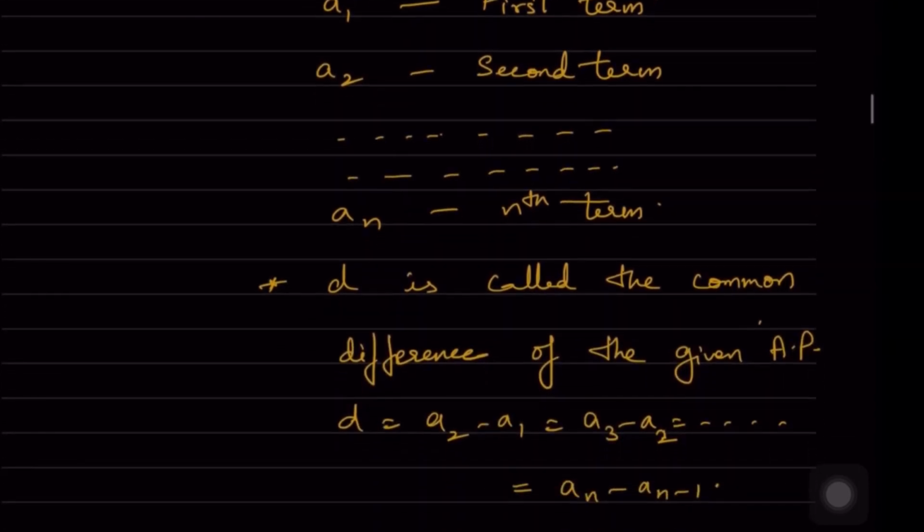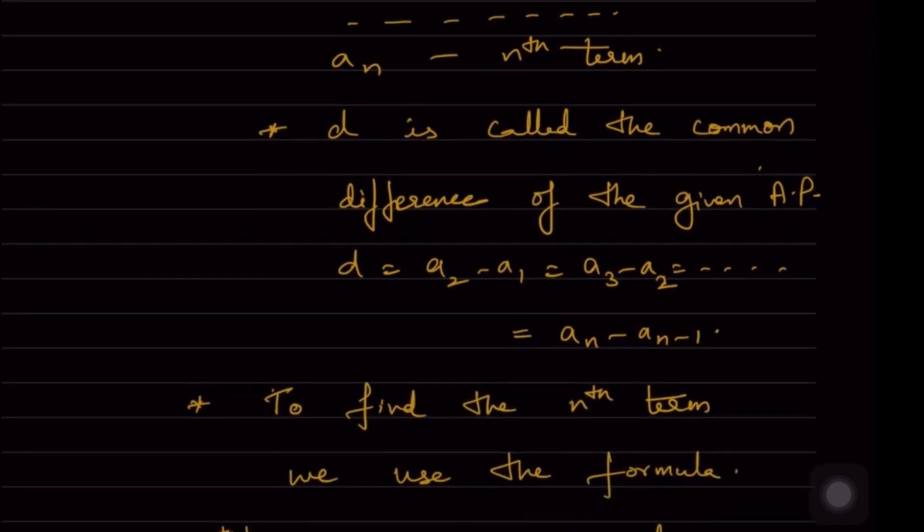And d is called the common difference of the given AP, and this is very, very important. So here you have to remember what is the common difference, what is the first term, second term, last term, and everything. Now d is nothing but A2 minus A1, that is the second term minus the first term, or you can also take the third minus second, the successive difference, the succeeding minus the preceding, and so on, an minus 1, you will be getting the same common difference. When the common difference is the same throughout, it is said to be in AP. So therefore d is equal to A2 minus A1.